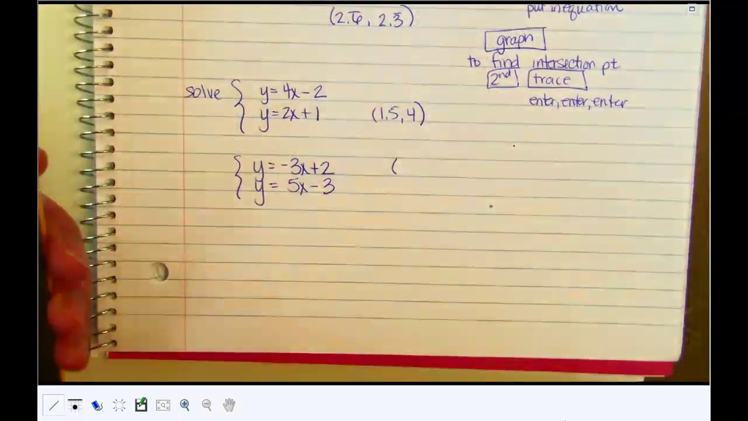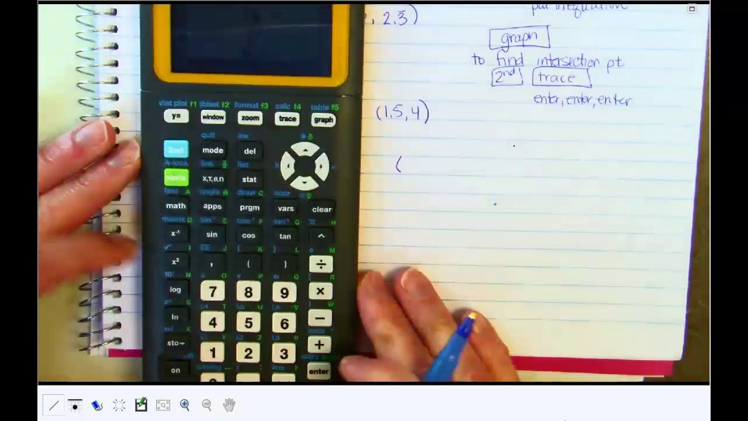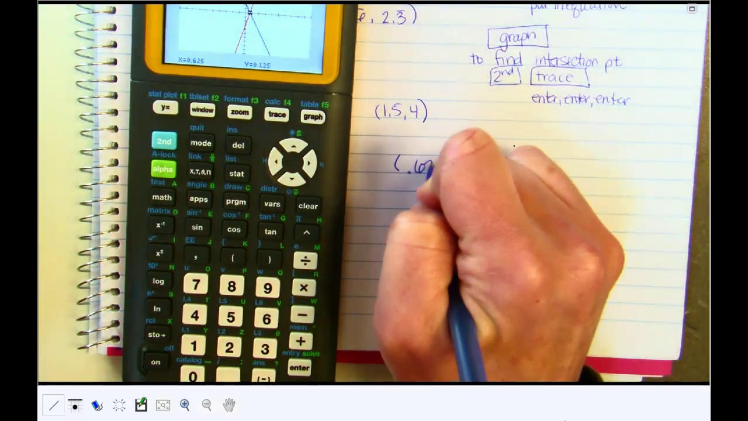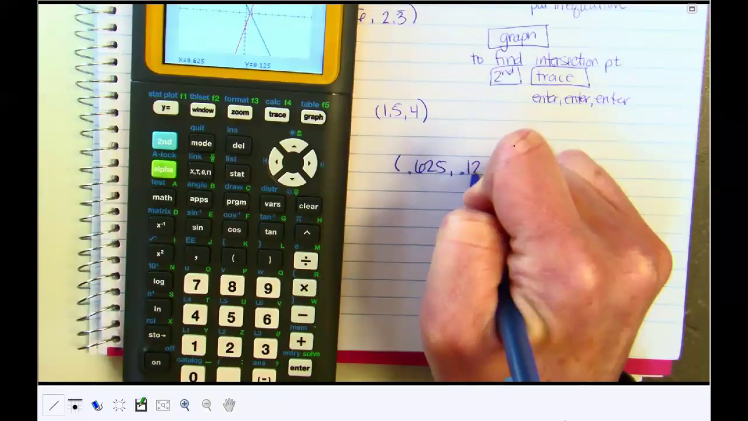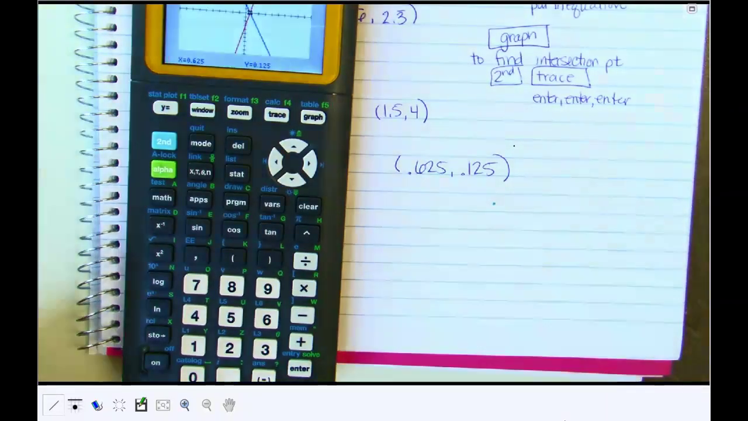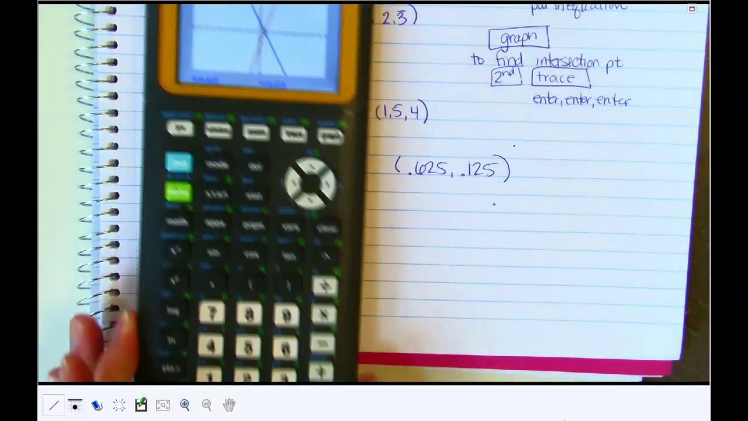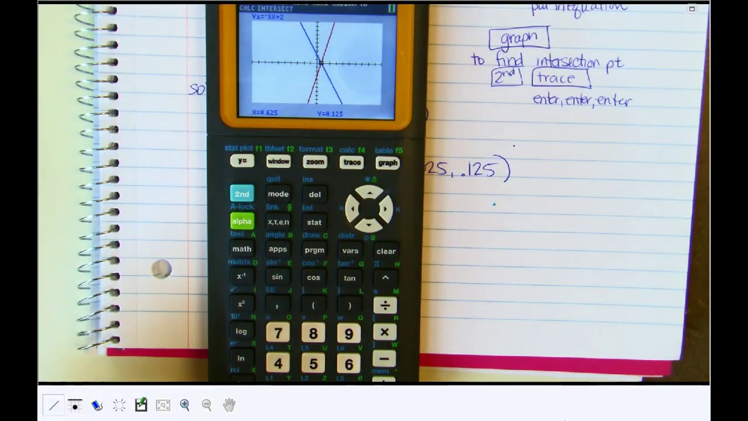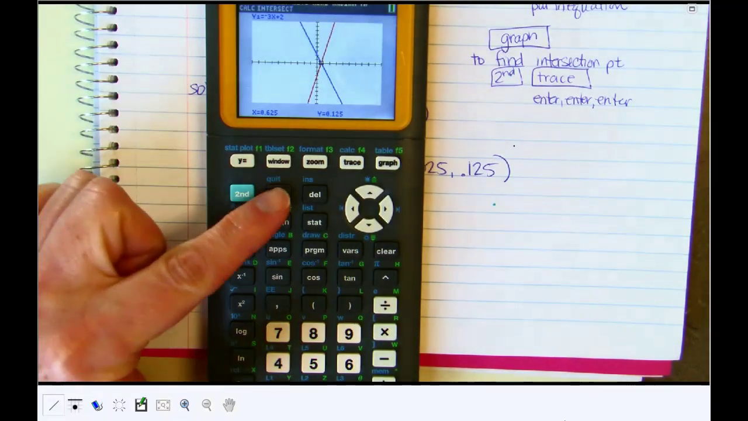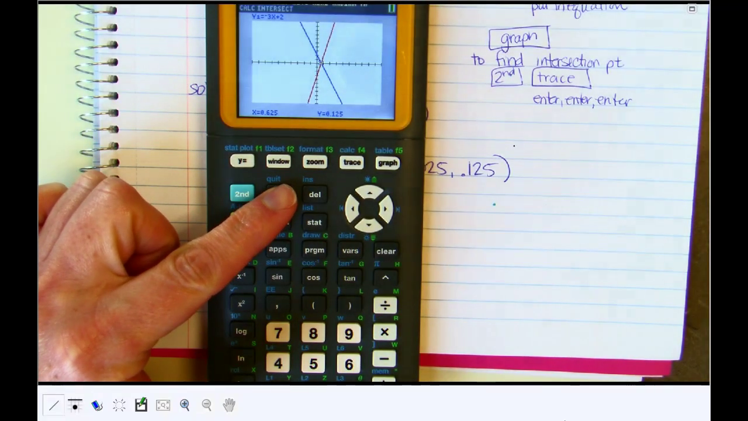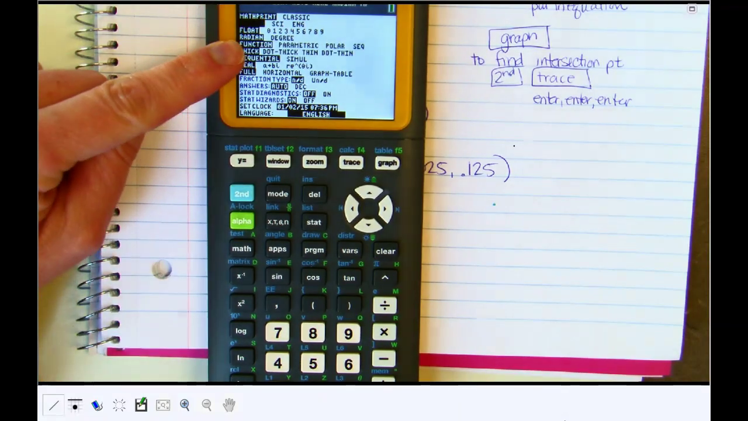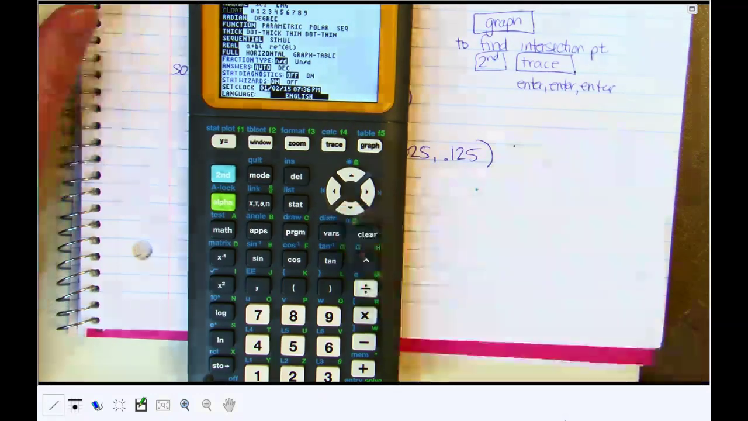Okay, so you should have gotten 0.625 and 0.125. Okay, now, if you did not get 3 decimals, I want you to do one thing for me. Okay, listen carefully. If you got 3 decimals, don't do this, but go to mode, because I know McKinley had this problem. Go to mode. Right here over on the left, you want that to say float. Right there.